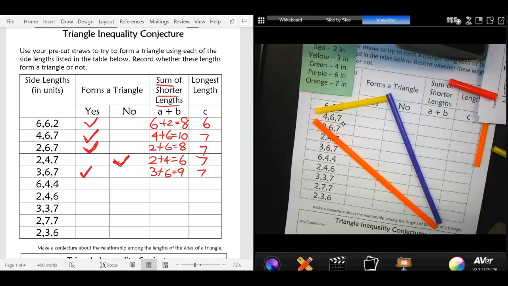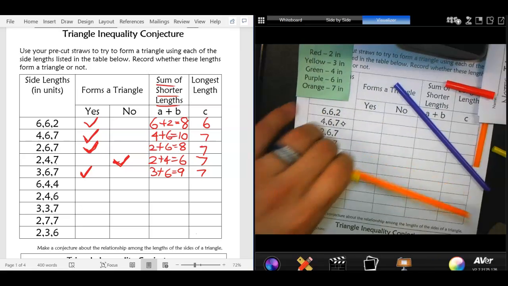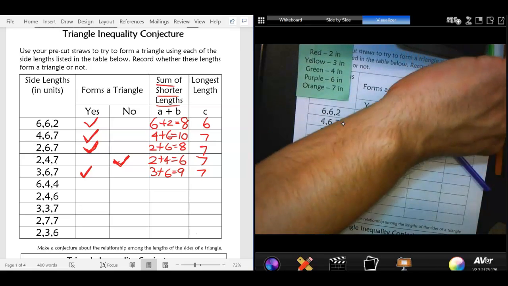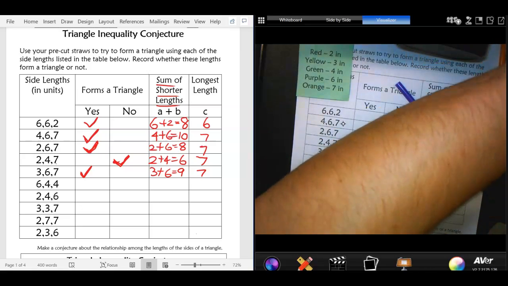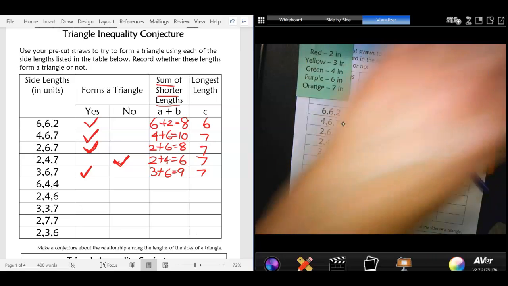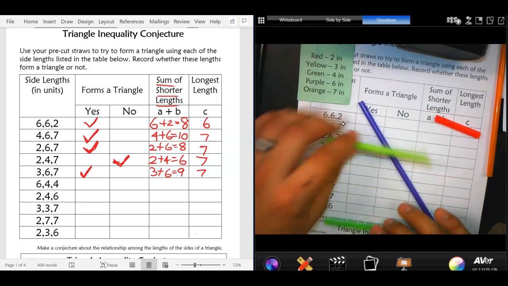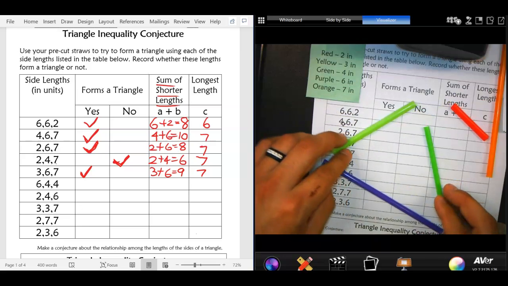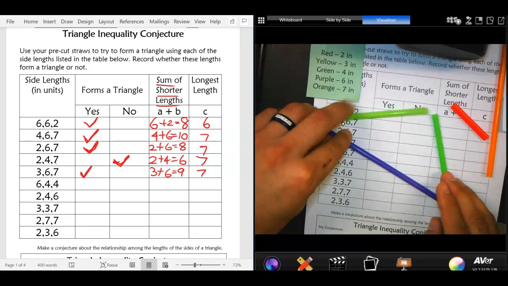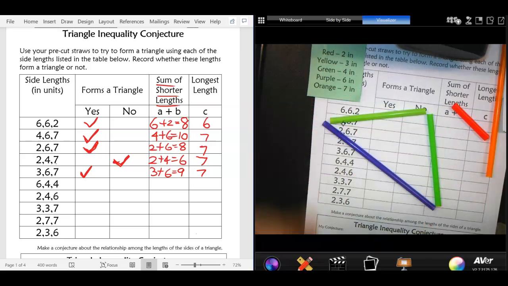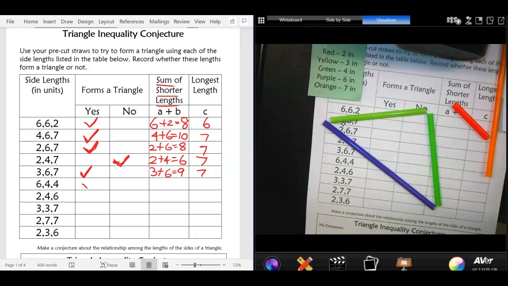All right, 6, 4, and 4 is going to be purple, green, green. So if I have purple, green, green, I'm going to see if I can make a triangle out of this. Spooky colors. All right, it works. So that's a yes. And my two smaller sides are 4 plus 4, and I get 8. The longest side was 6.